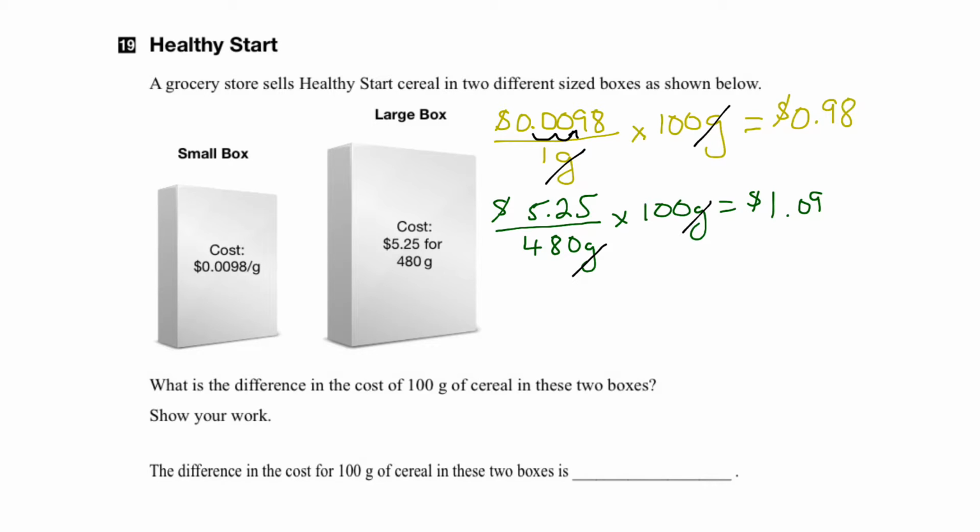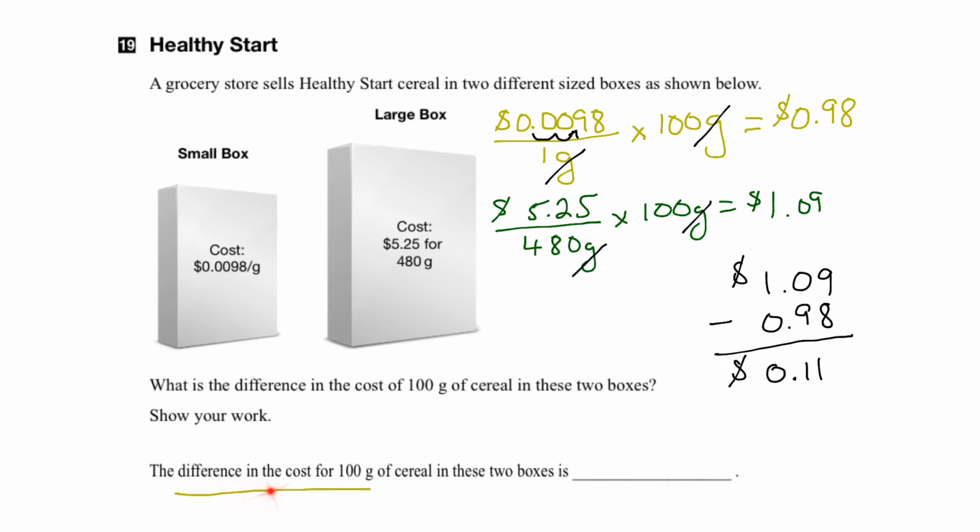Well, our goal is to find the difference in the cost for the 100 grams. Well, difference means to subtract. So what we do is we take the $1.09 for the cost of the cereal in the large box, and subtract the 98 cents for the cost of the cereal in the small box, and that's a cost of 100 grams each. And when we subtract that, we end up with $0.11 or 11 cents.